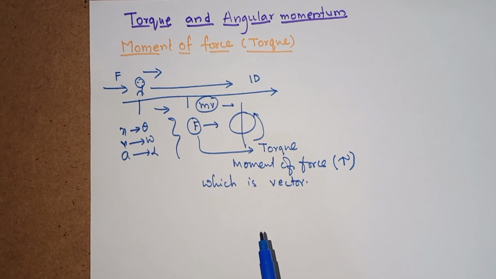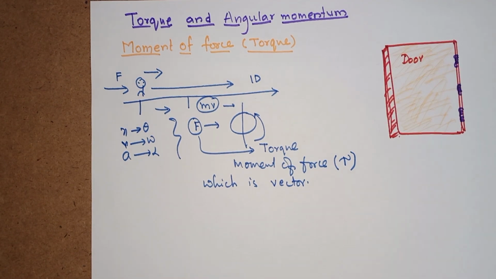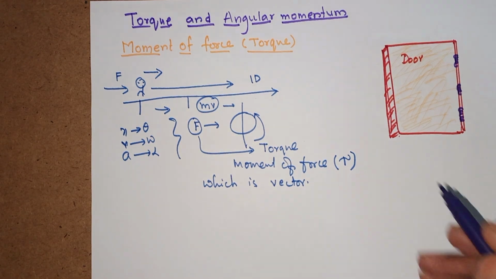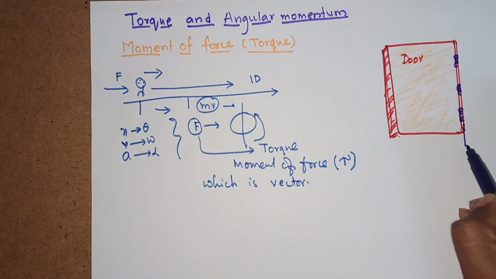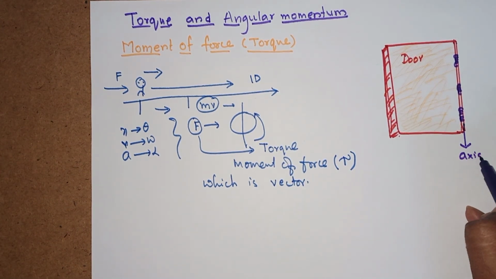How do you explain the significance of torque or moment of force? We shall explain with a simple example. When you want to open the door or close the door, where do we apply the force, and how do we rotate the door about an axis? Now this is a simple door. When you enter the class or leave the class, we generally close the door. These are called hinges, and this is the axis of rotation.